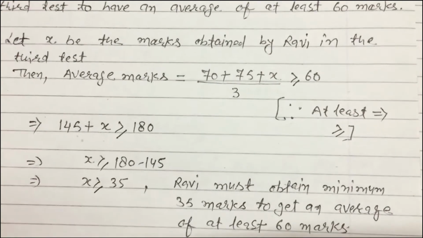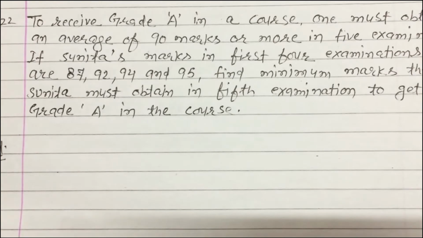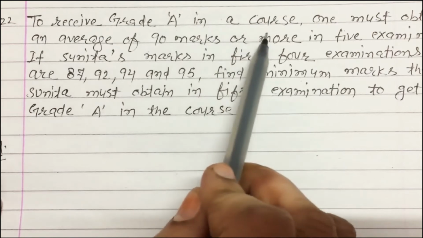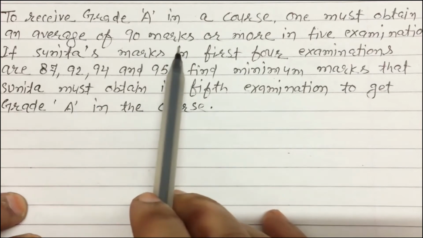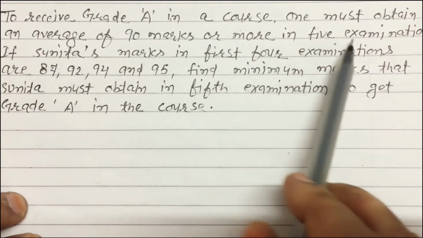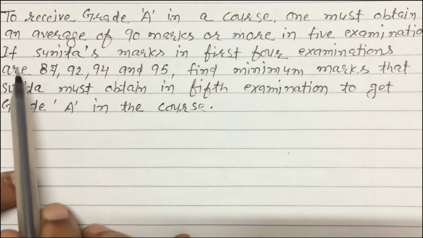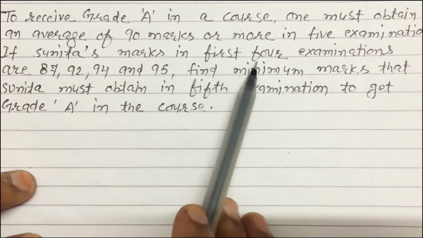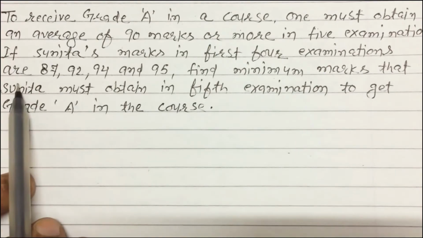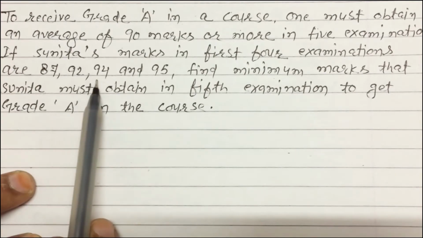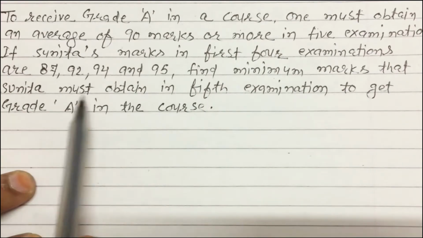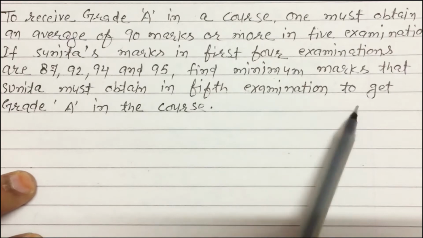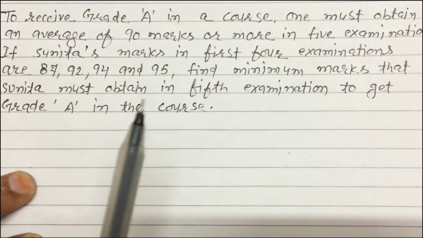Okay, let's start the next question, question number 22. To receive grade A in a course, one must obtain an average of 90 marks or more in 5 examinations. If Sunita's marks in the first 4 examinations are 87, 92, 94 and 95, find the minimum marks that Sunita must obtain in the 5th examination to get grade A in the course.